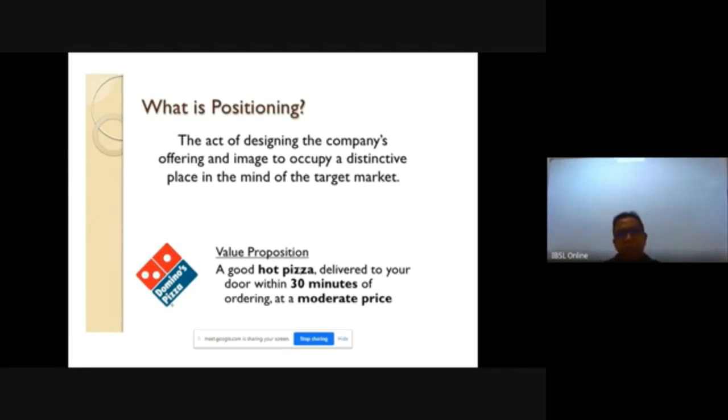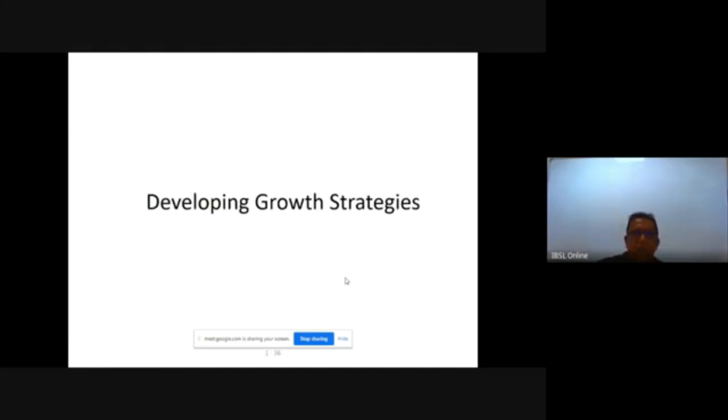So the same thing that we discussed, the act of designing the company's offering and image to occupy a distinctive place in the mind of the target market. Now, how is Domino's Pizza positioned? A hot pizza delivered to your door within 30 minutes of ordering at a moderate price.